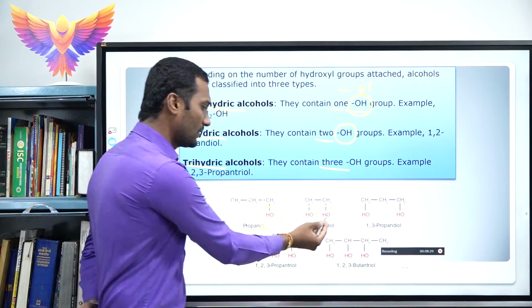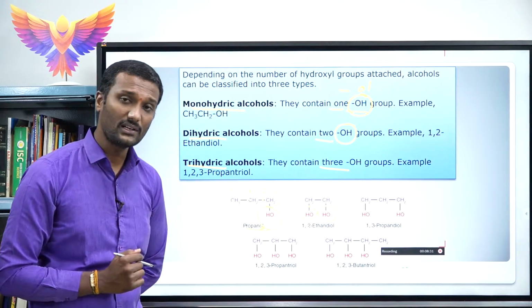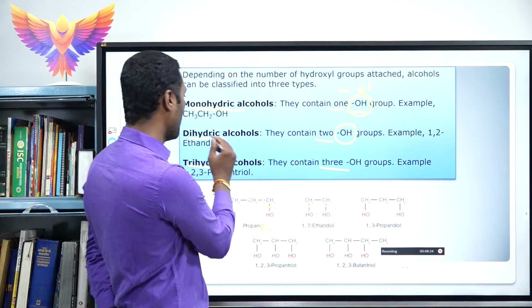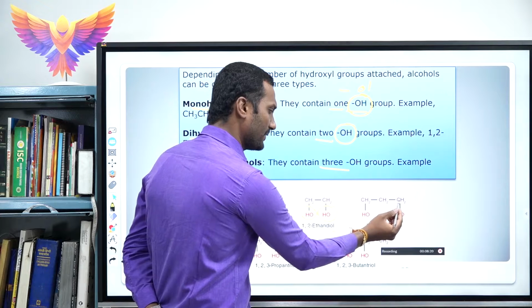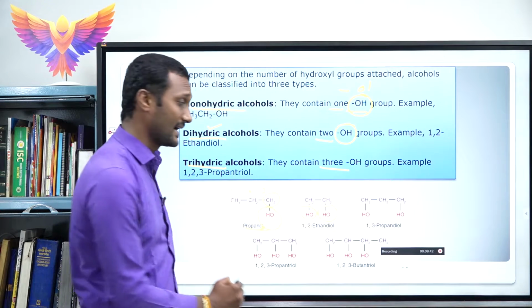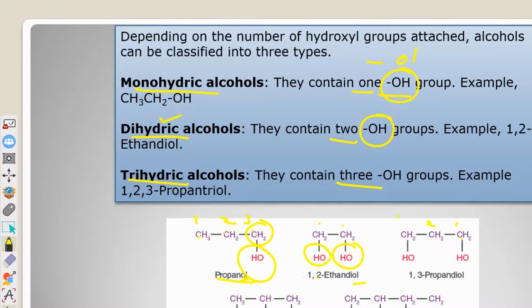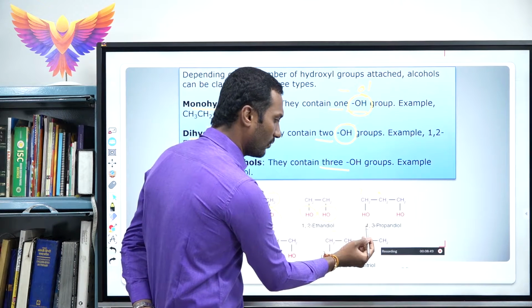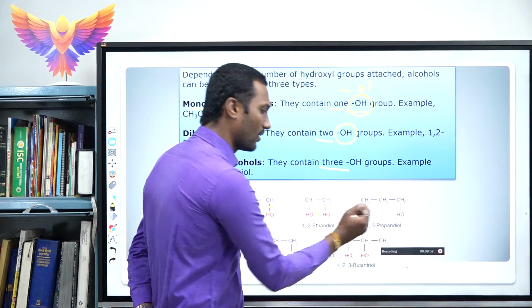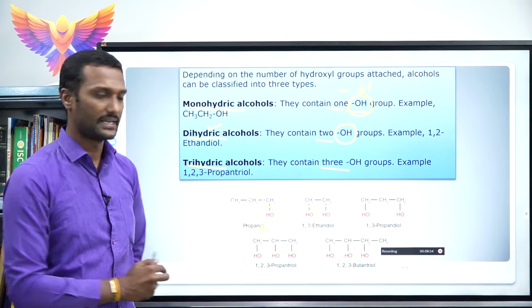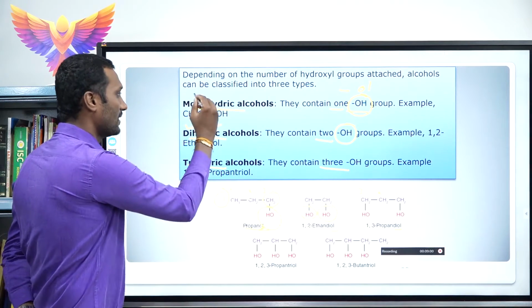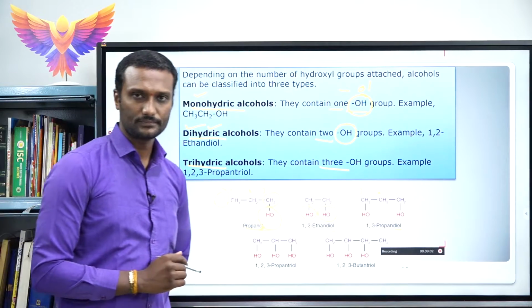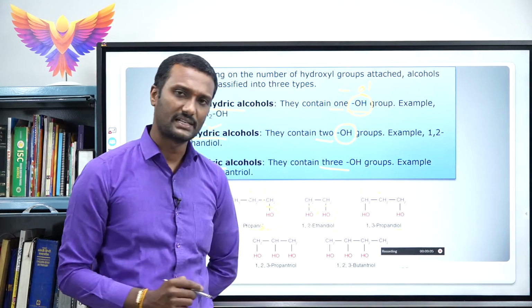Means there are 2 OH groups attached to 2 different carbon atoms, hence it is said to be a diol, and it comes under a dihydric alcohol. And here also you can observe there are 2 OH groups attached to 2 carbon atoms. So 1, 2, 3: carbon 1 and carbon 3. Now what is the name we call? 1,3-propane diol, because 2 OH groups are attached, hence that also comes under a dihydric alcohol. The first one belongs to monohydric alcohol, because only one OH group is attached there.